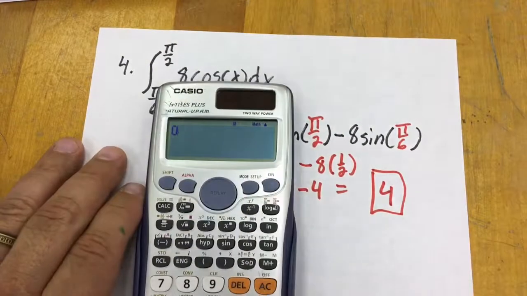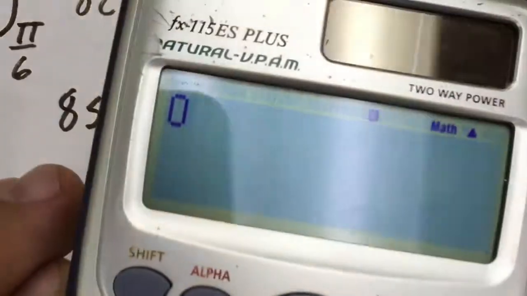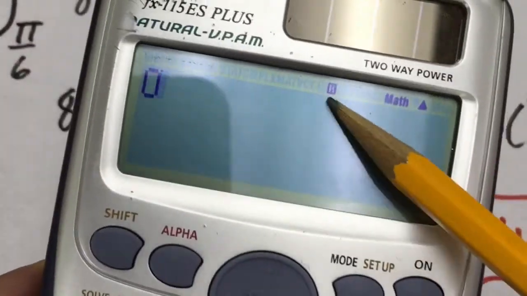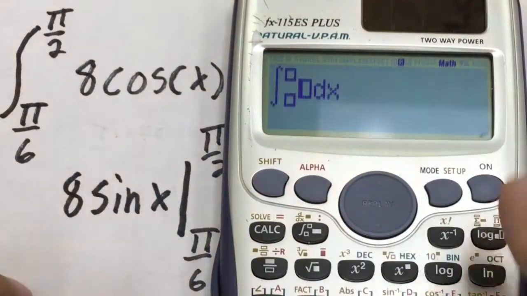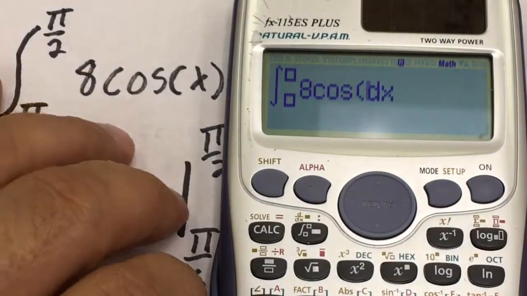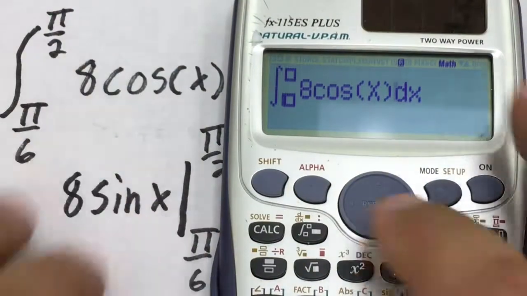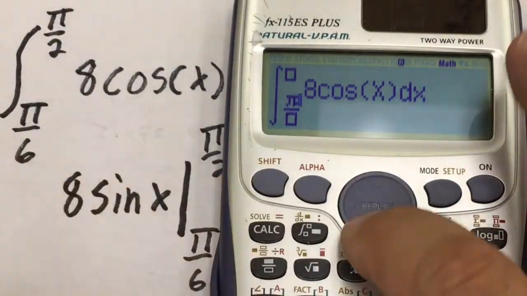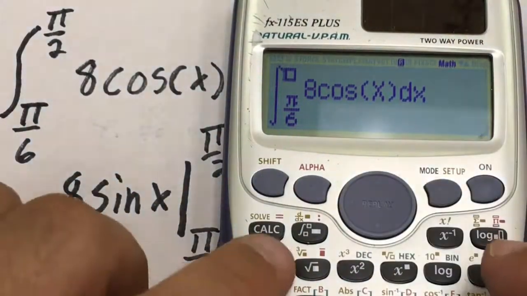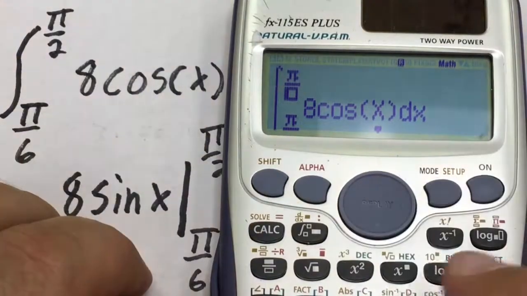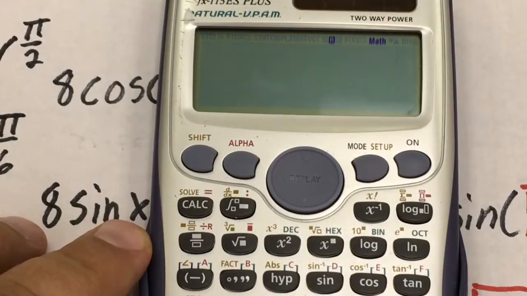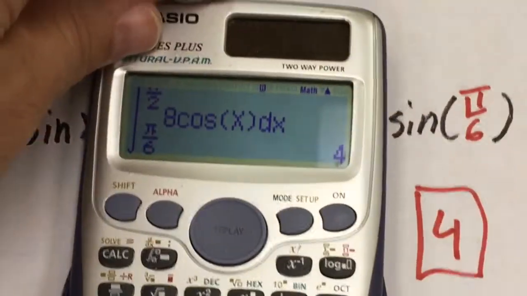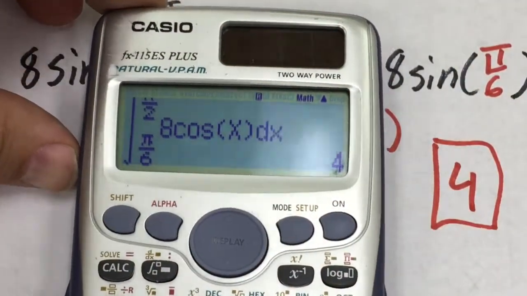Let's make sure I'm in radian mode. And yes, I believe I am. There's a little r there. I see the little r. And let's see how well it does with a trig function. Integral of 8 cosine alpha x, close parentheses, you have to be careful, from pi over 6 all the way up to pi over 2. And remember, my hand answer was 4. It's thinking, and there it is. It took a while to do it, but quicker than me doing it by hand and absolutely more accurate.